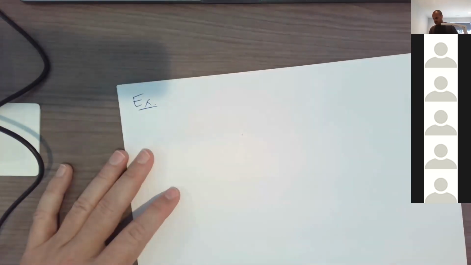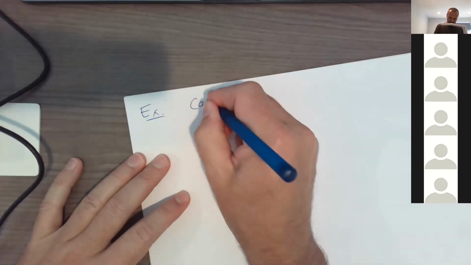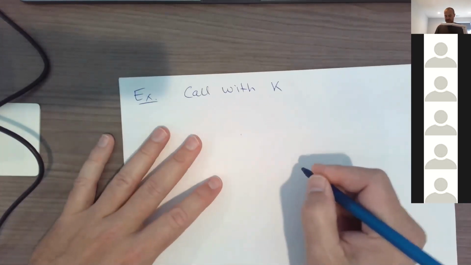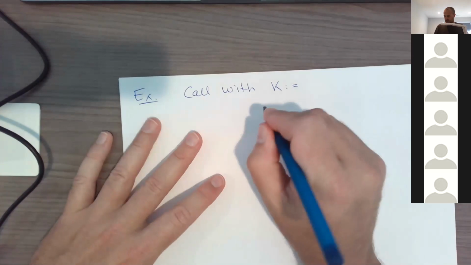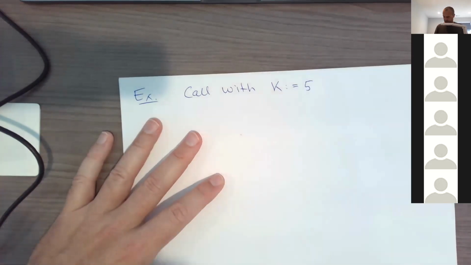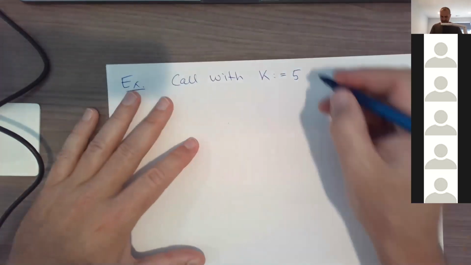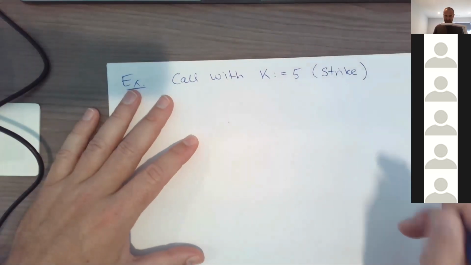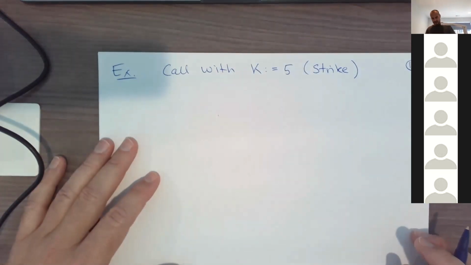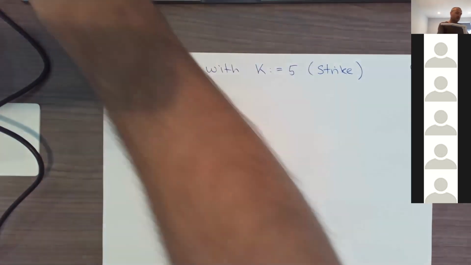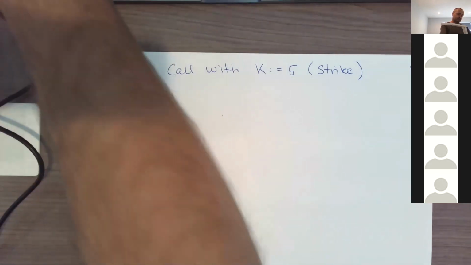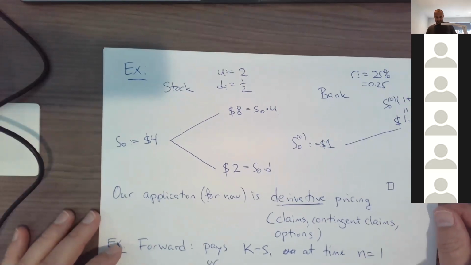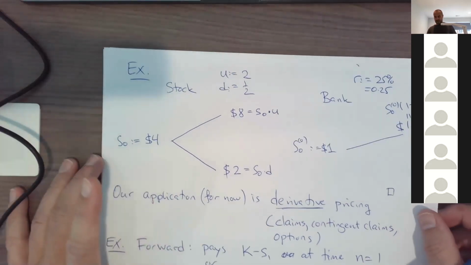What I want to look at here is a call with strike, so this k, this constant that's in there, is called a strike, being 5. This here is called the strike. A call with 5 in the strike, right? And then the model we're going to be using is this one here.